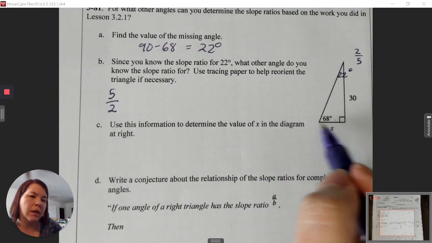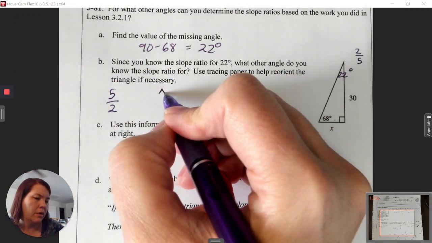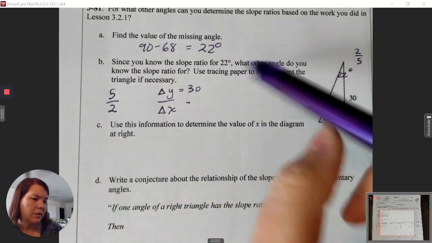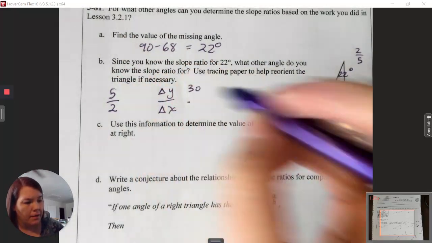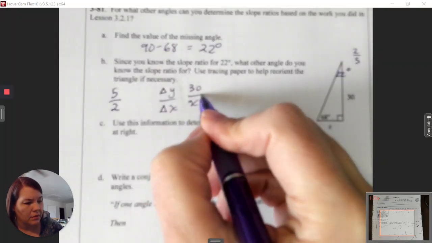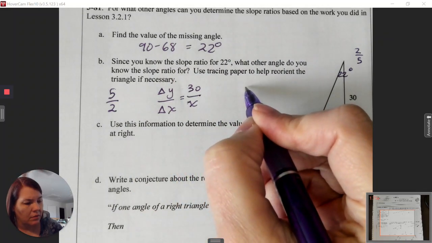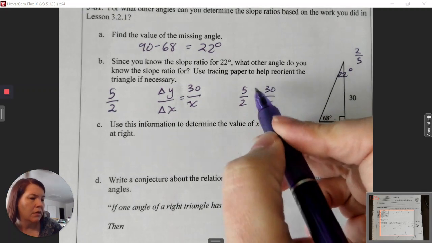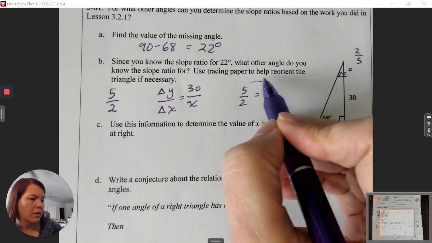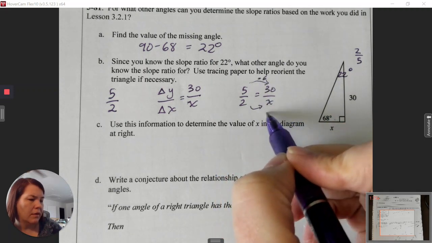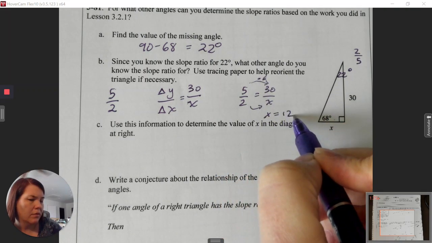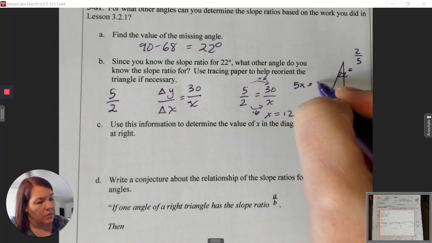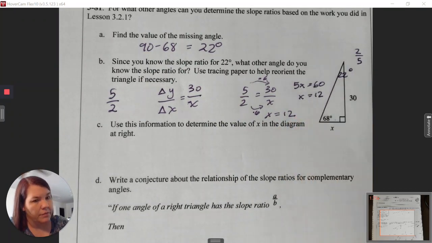But then I would have delta y is 30. Delta x is x. And so 5/2 equals 30/x. Times by 6, so x is 12. Let's cross multiply and be sure. 5x equals 60. x equals 12.